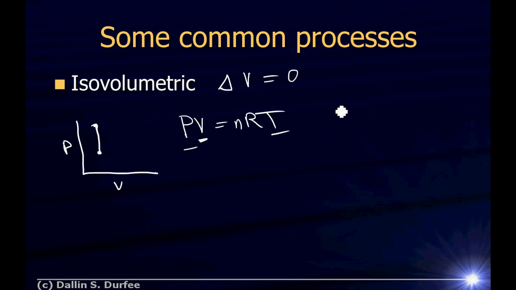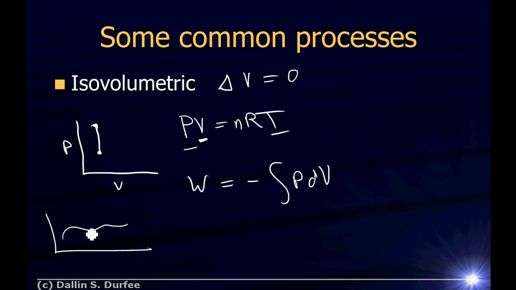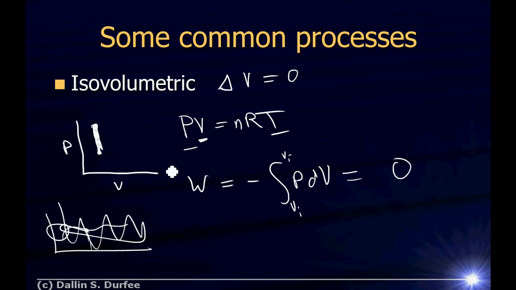What about the work done? Work is equal to minus integral P dV. If I integrate, so imagine I've got some curve, but I integrate from here to here. I don't change x. I'm integrating this curve right here. Ignore that, that doesn't make sense. I'm integrating from here to here. What's the area under that curve? It's 0. I don't change the volume. Volume initial and volume final are the same. So the work done in an isovolumetric process is 0. No work is done if I don't change the volume of my gas.